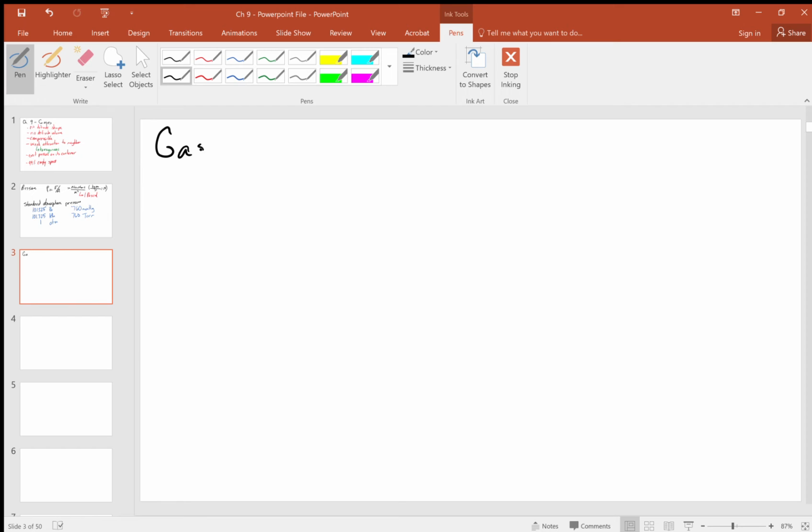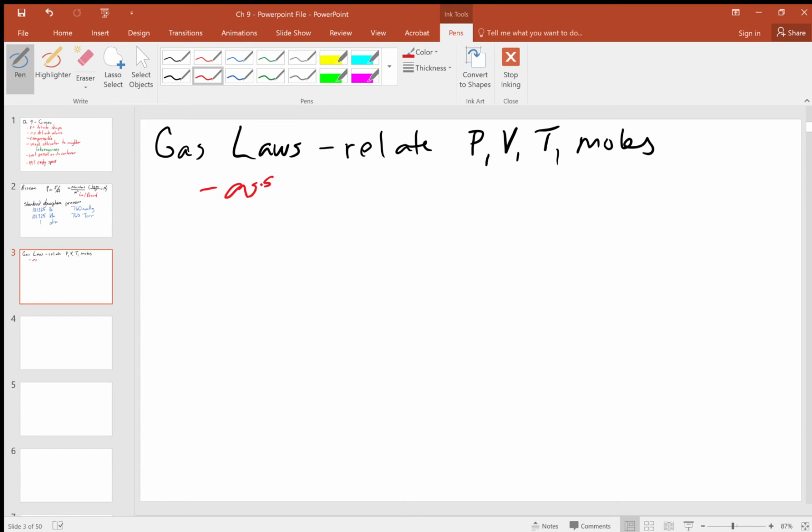So we're now going to get into gas laws. Gas laws allow us to relate pressure, volume, temperature, and the number of moles of the gas that we have. Now, in reality, the physical behavior of gases is dependent on what gas is involved. But what we're going to do is assume what we call ideal gas behavior.